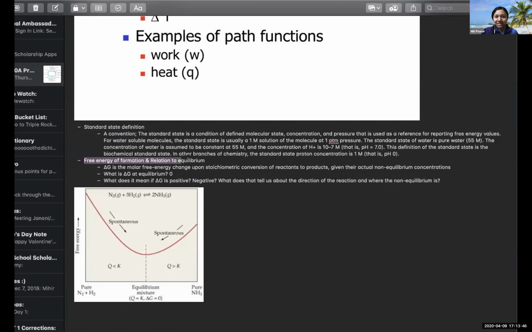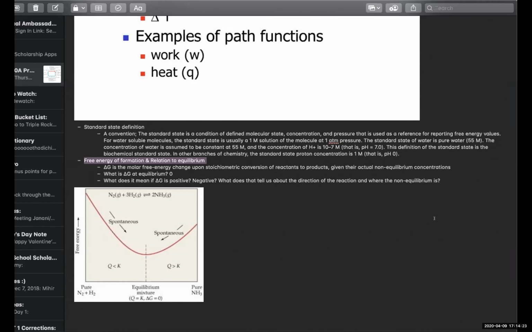The last concept is the free energy of formation and how it relates to equilibrium. So delta G is, as you know, the molar free energy change upon the stoichiometric conversion of reactants to products given their actual non-equilibrium concentrations. I liked this graph that looks like a parabola. A question I wanted to ask you is, what would the delta G at equilibrium be? You can just shout it out because it's also there.